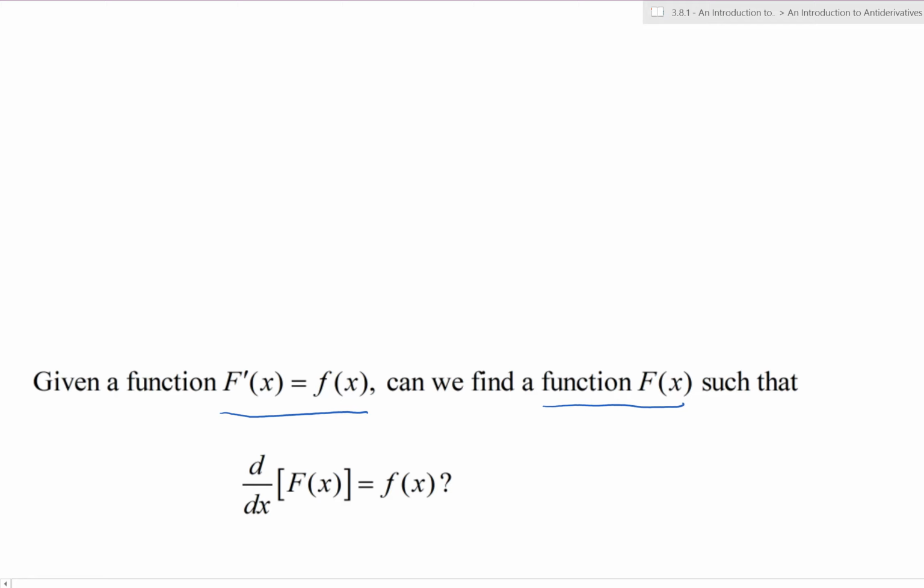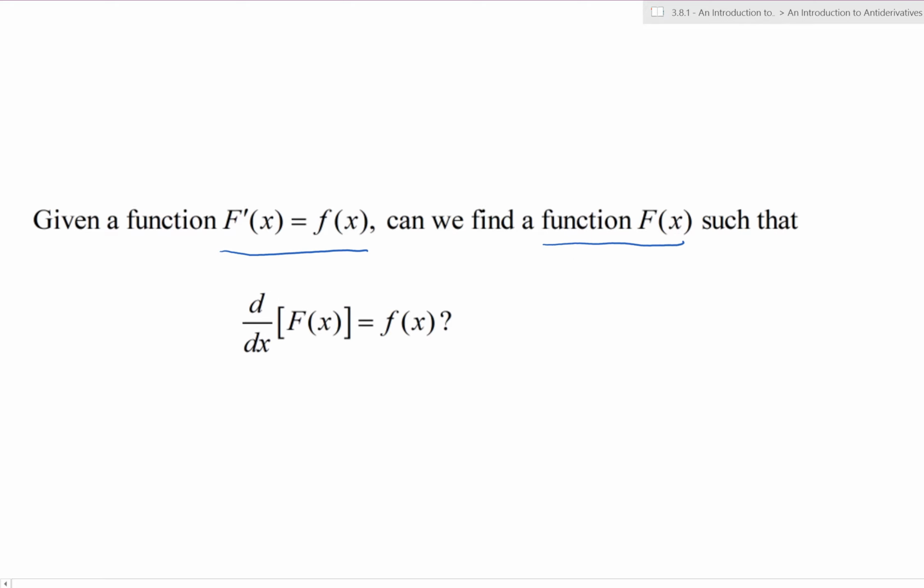So really what that's asking is, given a derivative of a function, can we come up with the function for which, when we differentiate, we get its derivative? Where did its derivative come from? Which function? That's the question really being asked here.